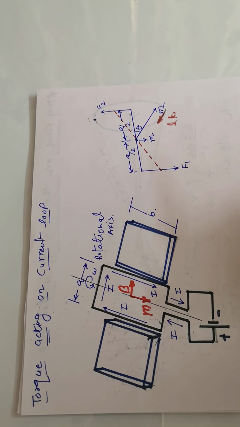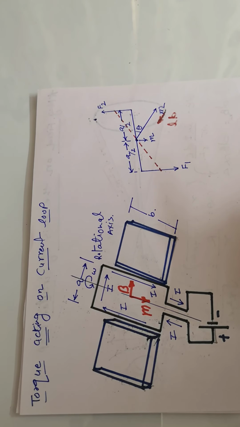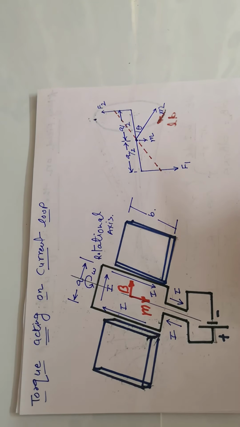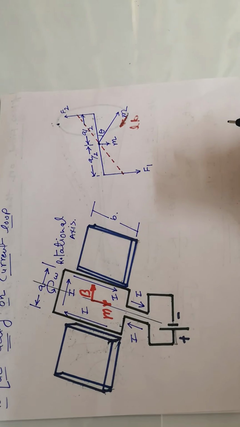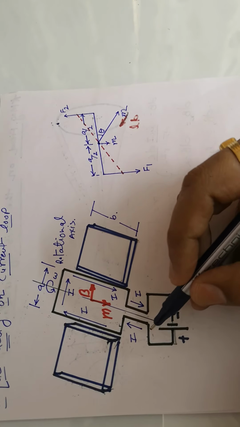Hi students, now we will discuss torque and its relationship with the magnetic dipole moment acting on a current carrying loop. Actually, you may have seen this type of arrangement in an AC generator. So yes, with this figure we will use an AC generator as well. But first of all, let's say you have this type of current carrying loop.